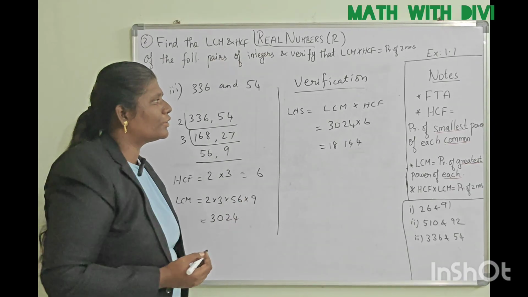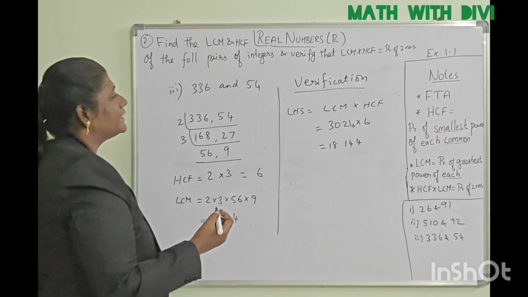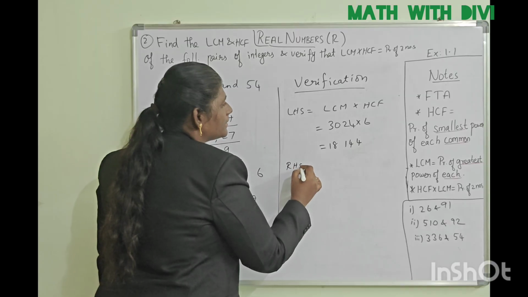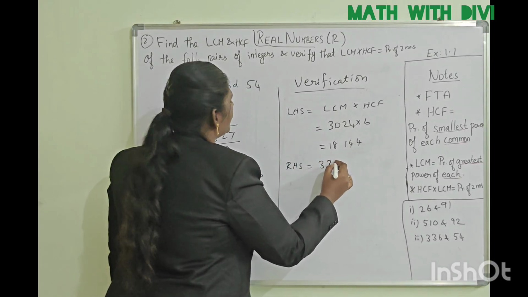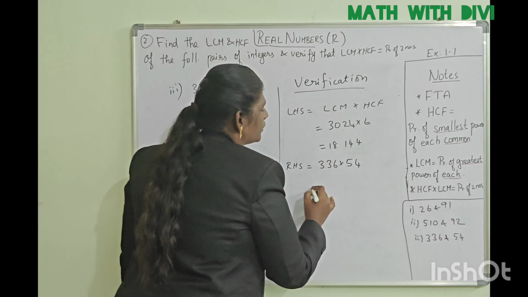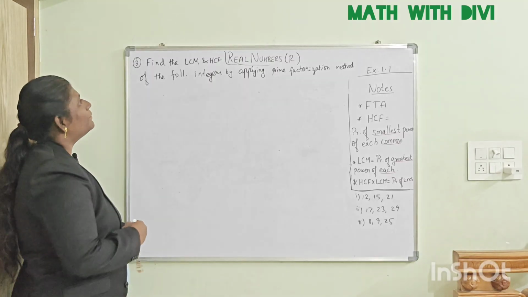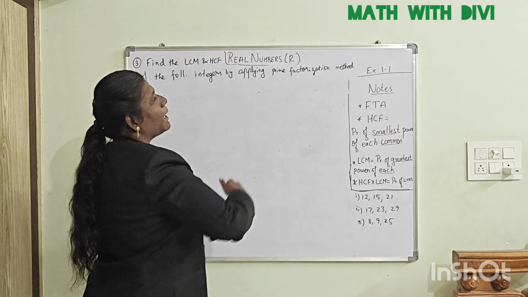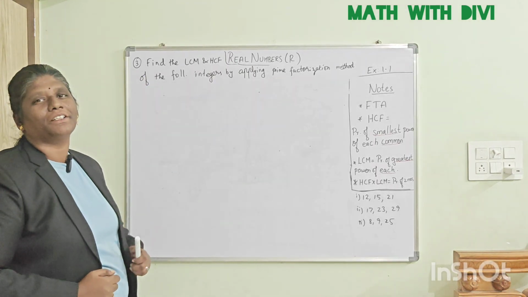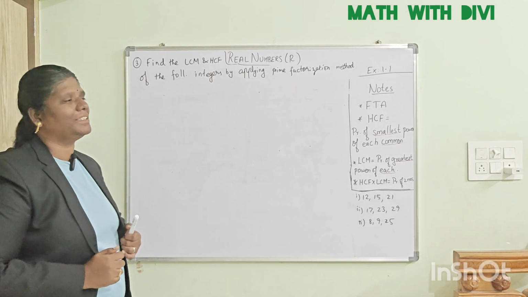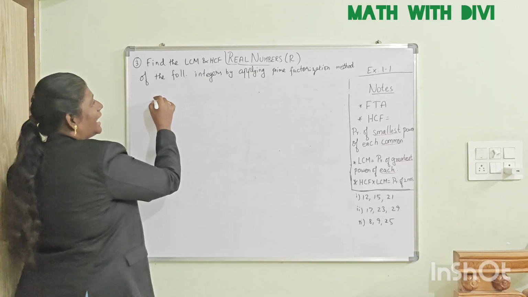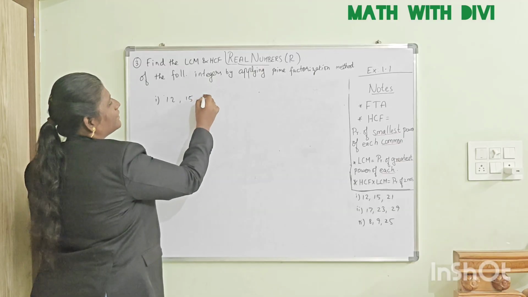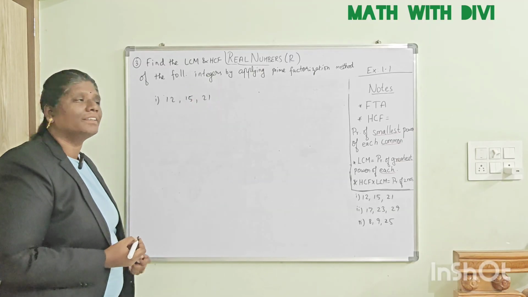18144. Next, we have to write the RHS, so 336 into 54. Now the third sum: find the LCM and HCF of the following integers by applying the prime factorization method. What we have done in the first sum, using that we have to find the LCM and HCF. The first sum I have written here.